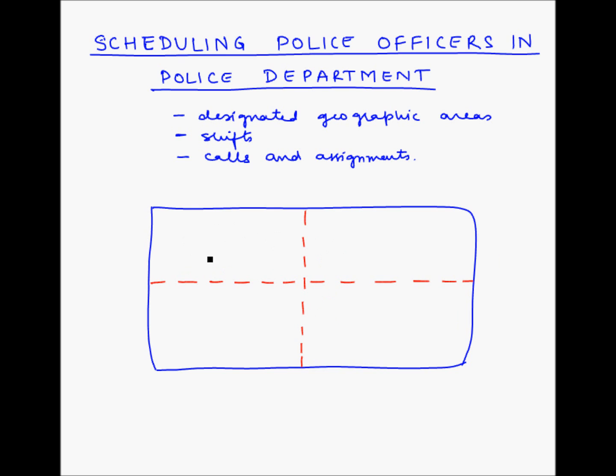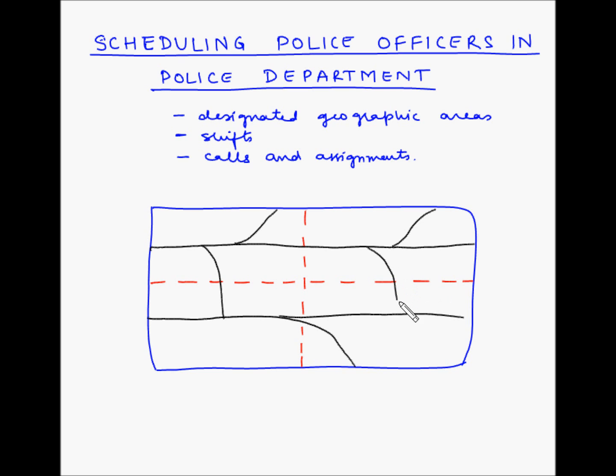Now, within this jurisdiction, there will be some roads. So let me draw some roads. Let's say there is a highway, and then there are roads around it. So these represent the roads in the jurisdiction. The black line represents the roads and the dotted red line represents the town boundary.